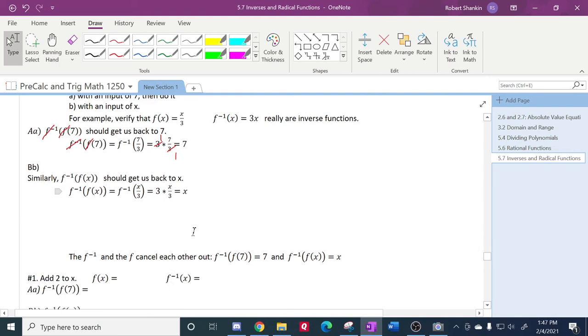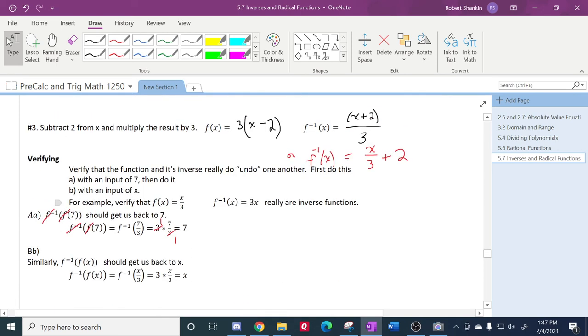All right. And now we did that with a specific number, 7. It turns out if you do it with a specific number 7, though, you're not sure if you really had inverse functions. Because it might have just worked with that number, but maybe there's lots of numbers that it doesn't work with. So to really know it, you have to do it with the letter x.